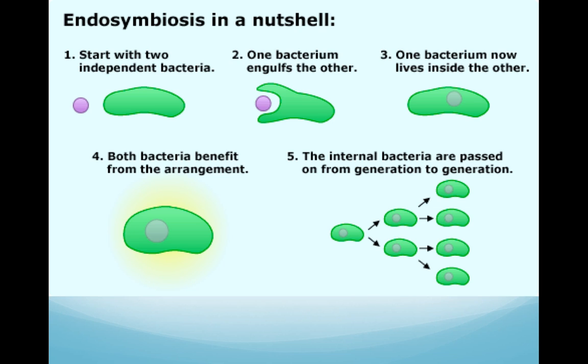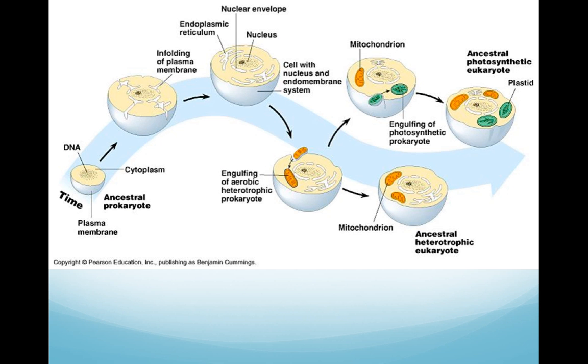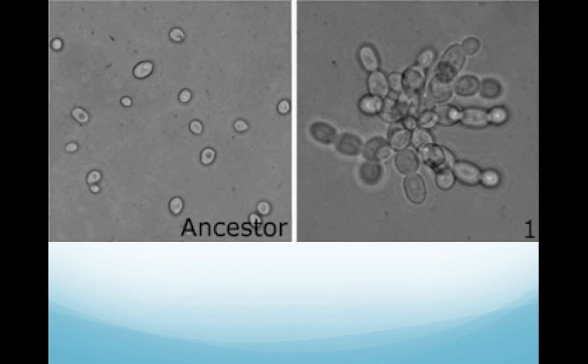Serial endosymbiosis states that mitochondria evolved first and chloroplasts evolved later. Endosymbiosis is supported by evidence that includes similarities between mitochondria and chloroplasts and certain prokaryotes. Some of those similarities include similar DNA and ribosomes. As single-celled eukaryotes diversified, multicellular forms arose about 1.5 billion years ago. However, they were small and relatively simple.